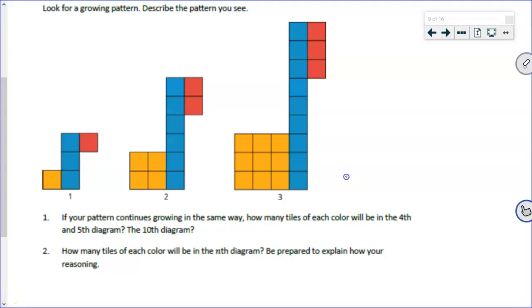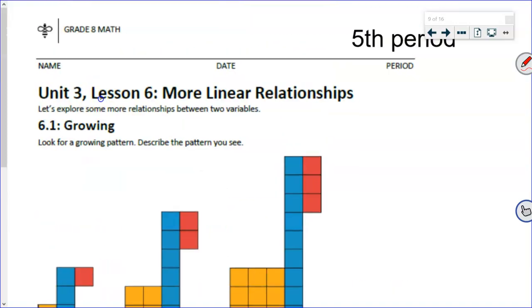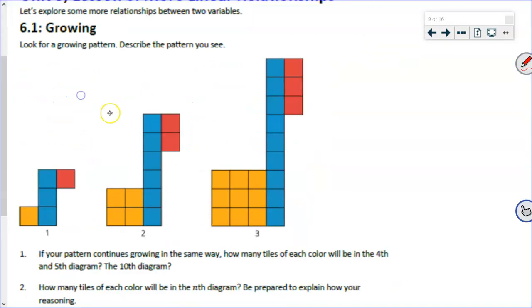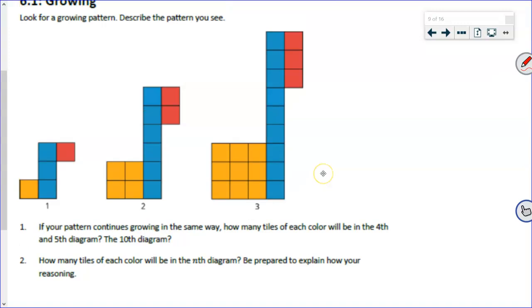All right, we'll start with red. Let's see, in figure 1, I see that there's 1 red block. In figure 2, I can count and see that there's 2 red blocks. In figure 3, there's 3 red blocks. So how many red blocks are there going to be in figure 4? Are you noticing a pattern right now? 4 blocks. 4 red blocks in figure 4. How many would there be in figure 5? Logan? 5. And how many would there be if I skipped all the way to figure 10?